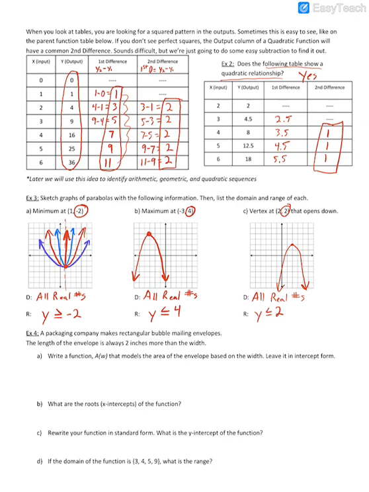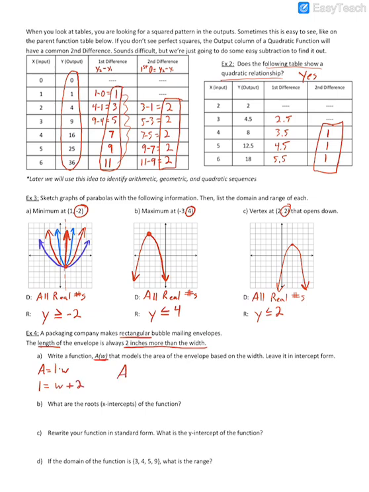Last one here. A packaging company makes rectangular bubble mailing envelopes. The length of the envelope is always 2 inches more than the width. The length is 2 inches more than the width, all right? Now, that means we want to do everything in terms of the width, a sub w, right? We want to write a function that models the area of the envelope based on the width. We know this. Area equals length times width because we have a rectangular bubble mailing envelope. We also know that the length is equal to 2 inches more than the width. So I have to take the width and add 2.